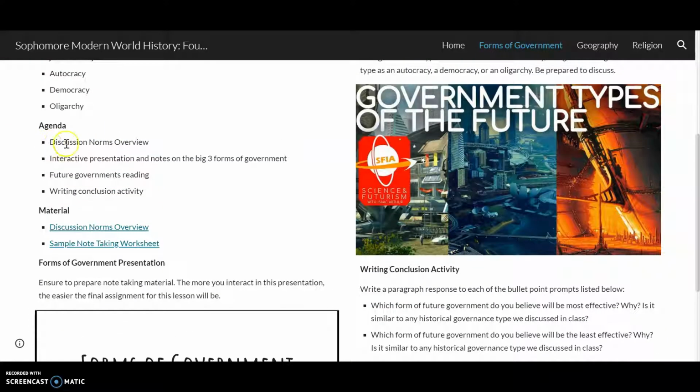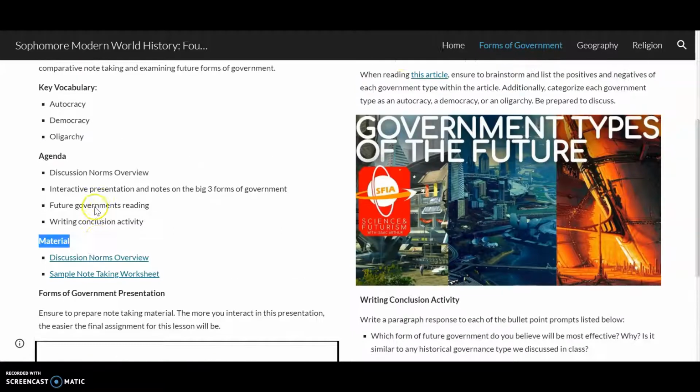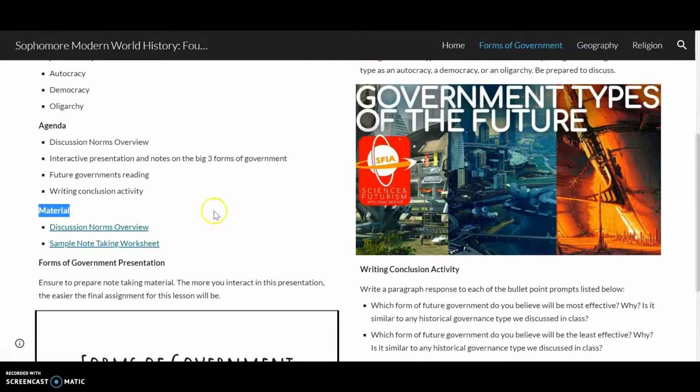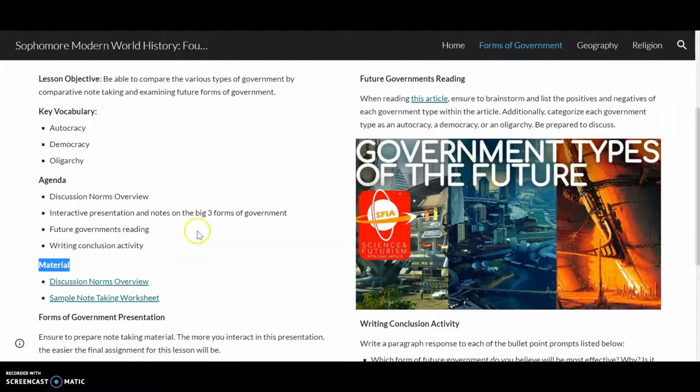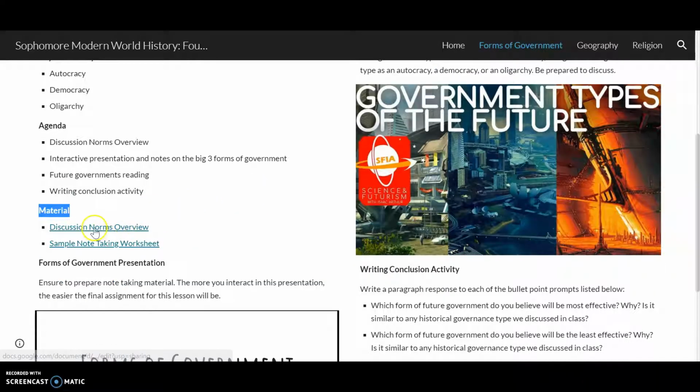The agenda: I went over some discussion norms. I'll click on this. The materials section has all the things they'll need to open for the day. I sometimes include it over here, but most of the time I include it all in one concentrated area. This is one of the first lessons I made, so it's not as standardized. We first looked at discussion norms, then I did an interactive presentation and notes on the big three forms of government. Then we did a reading on the future government types, and then a writing conclusion activity, which they already turned in.